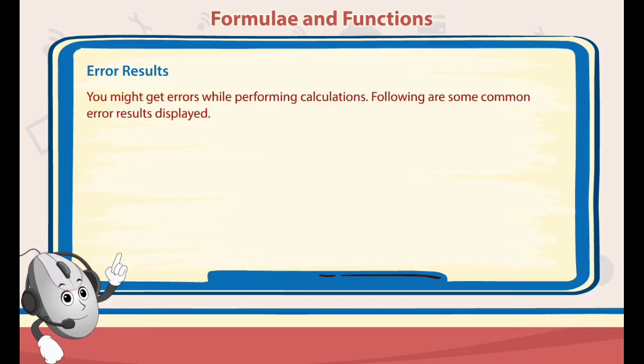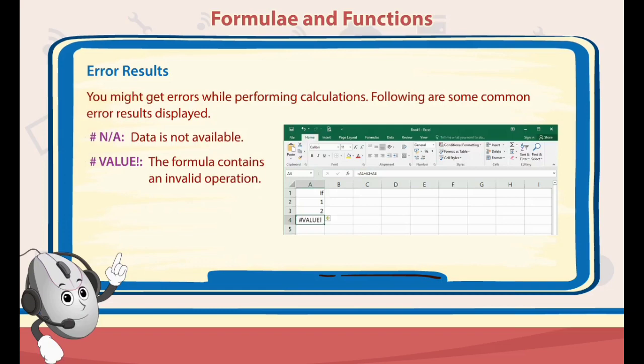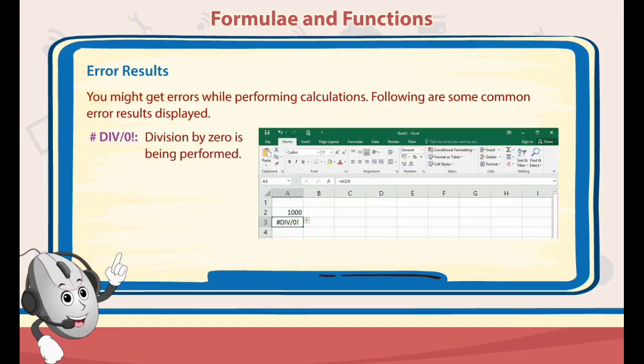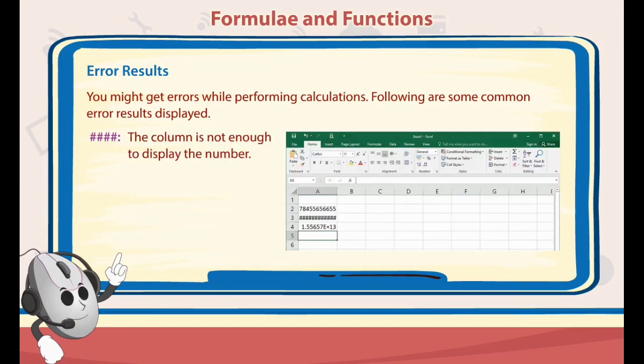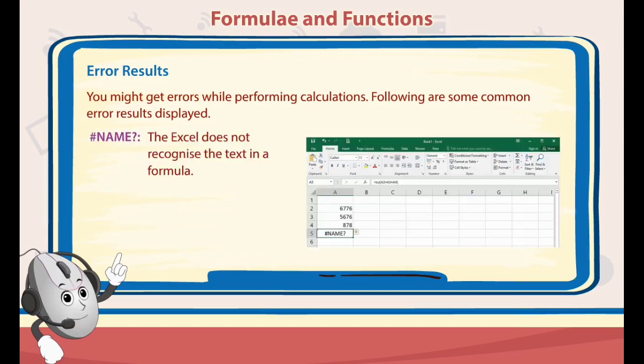Error results. You might get errors while performing calculations. Following are some common error results displayed. Hashtag N/A: data is not available. Hashtag VALUE: the formula contains an invalid operation. Hashtag DIV/0: division by 0 is being performed. Hashtag hashtag hashtag hashtag: the column is not wide enough to display the number. Hashtag NAME?: Excel does not recognize the text in a formula.